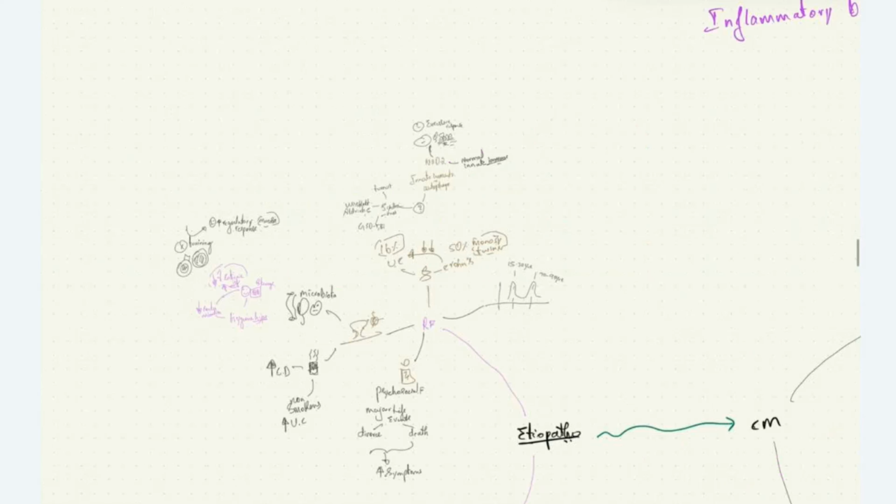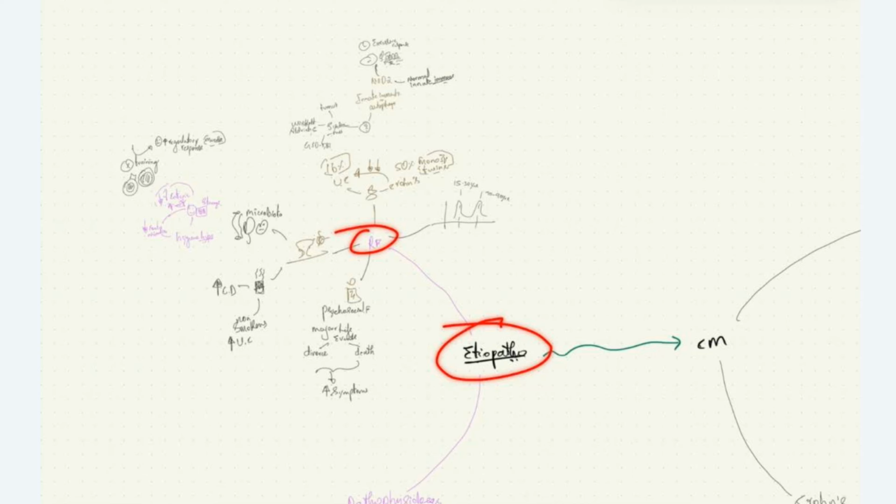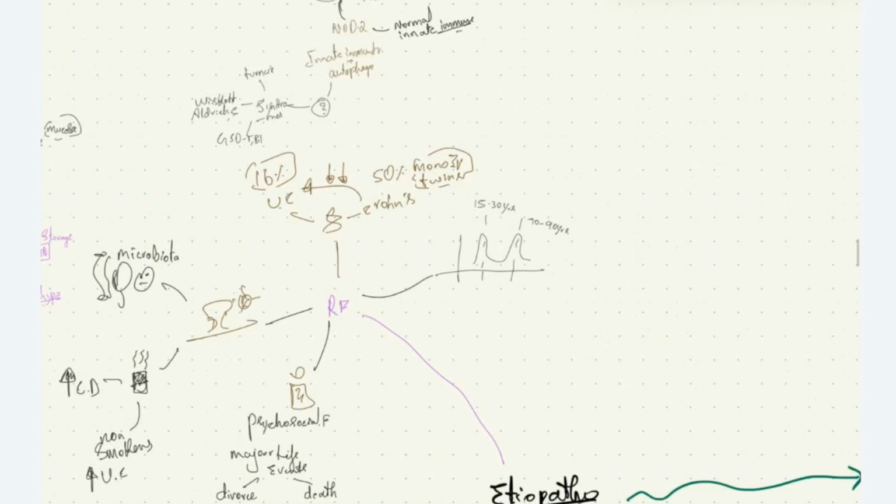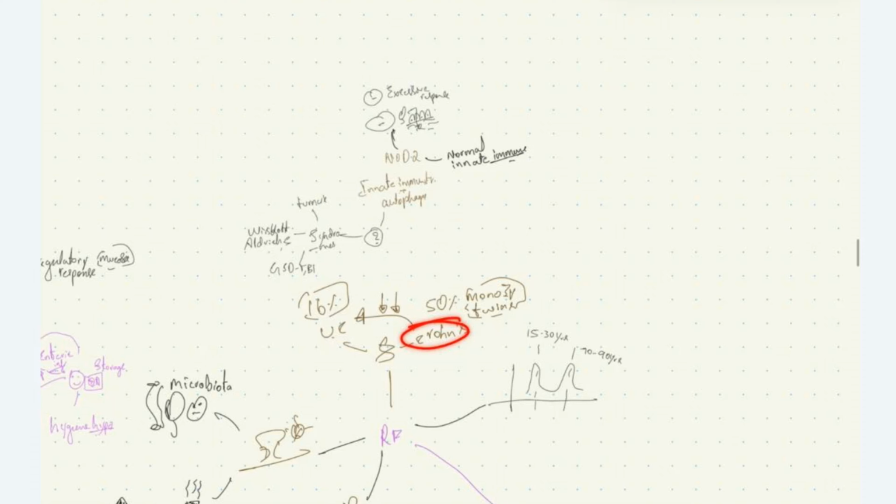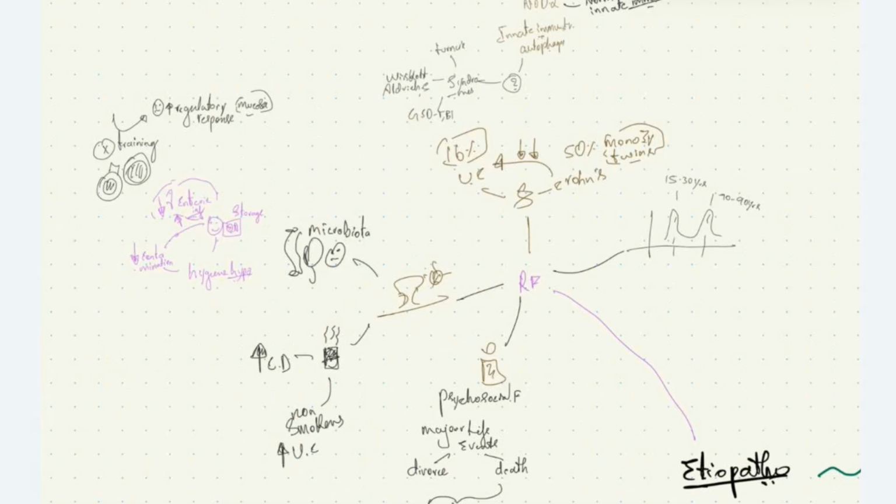The idea of pathophysiology and risk factors: we have age, with a bimodal peak, that is one peak between 15 to 30 years, and a second peak between 70 to 90 years. The genetic factors we saw are more pronounced in Crohn's disease. Those are NOD2 mutations and syndromes such as Turner syndrome, Wiskott-Aldrich syndrome, and glycogen storage disease type 1b.